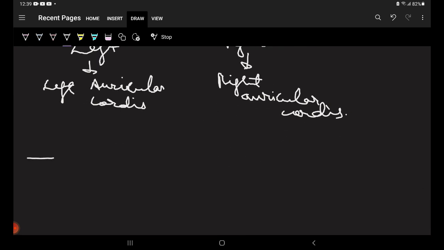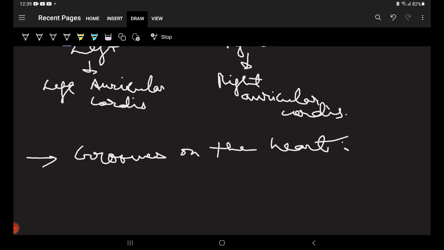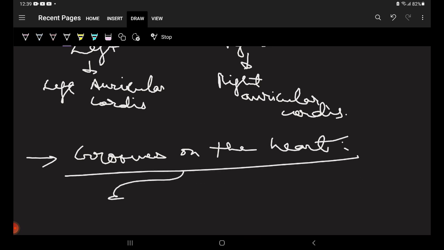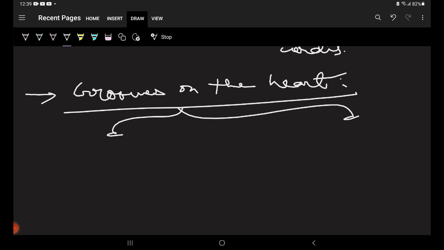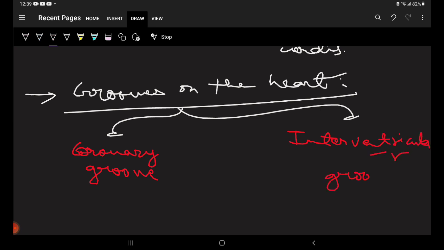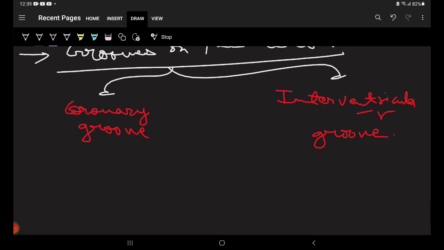Now let us move on to the grooves on the surface of the heart. There are two main grooves, though a few other grooves are also present. The two main grooves on the surface of the heart are the coronary groove and the interventricular groove.